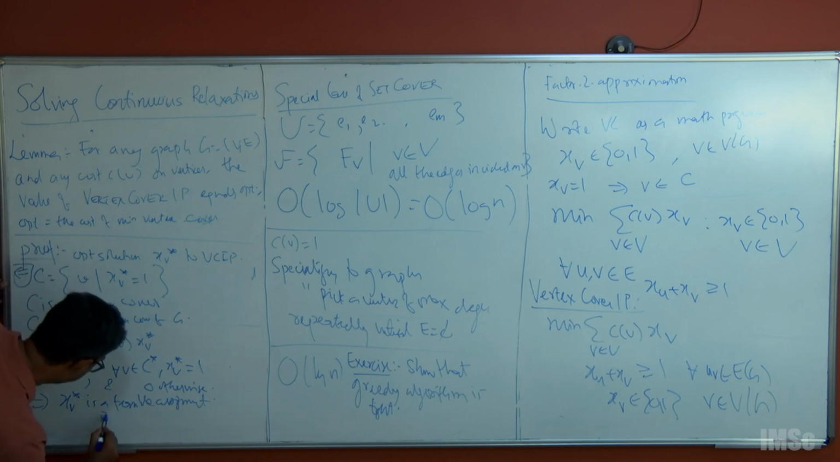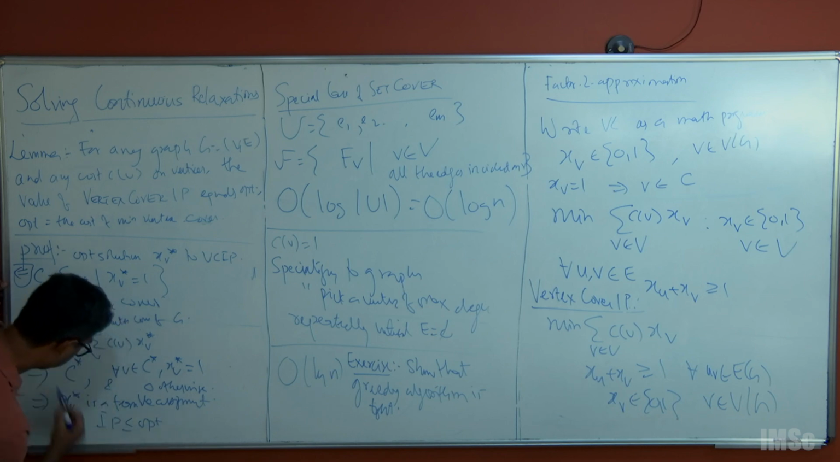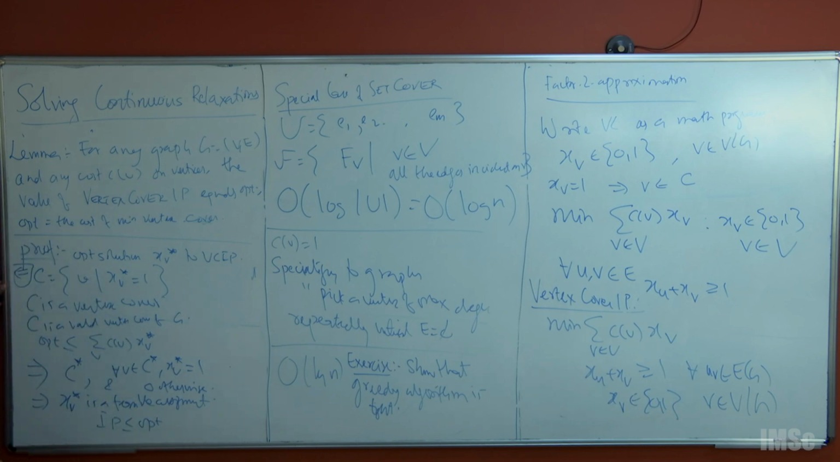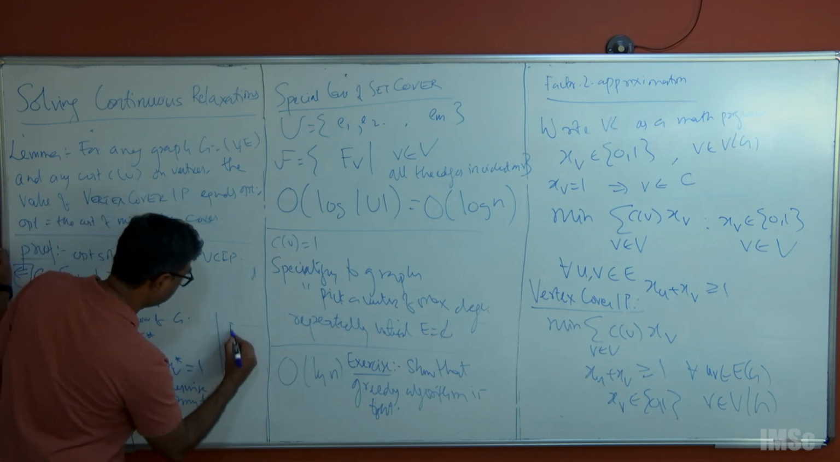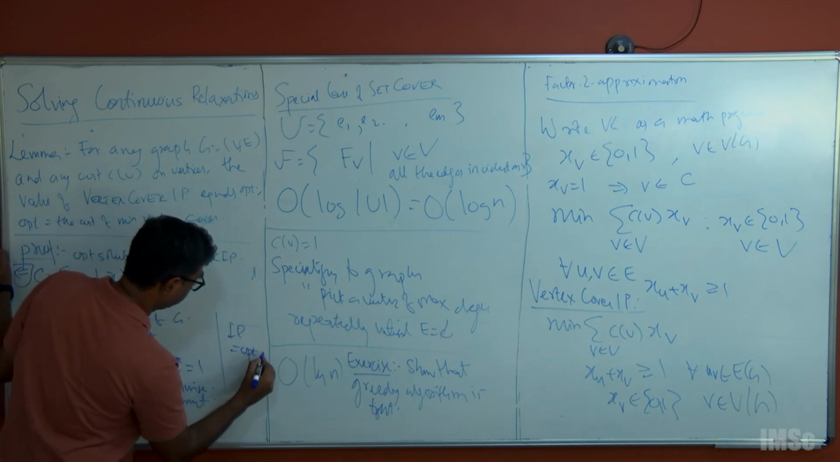So, this implies that IP is less than or equal to opt cost. The value of IP is less than or equal to opt, because this is one feasible assignment. Then what does it imply? Opt is less than or equal to this, IP is less than or equal to this. So, this implies what? Opt. We are done.